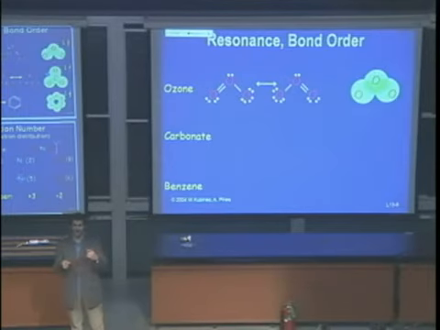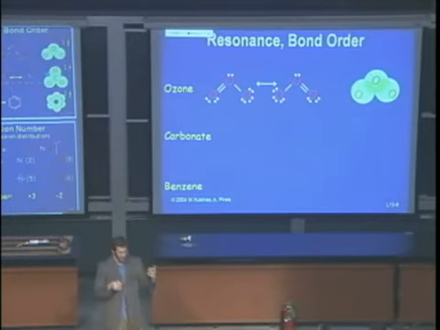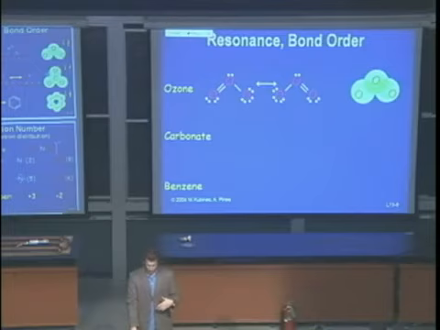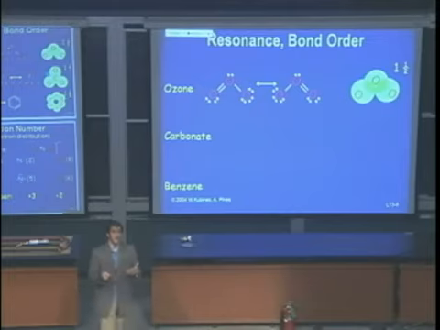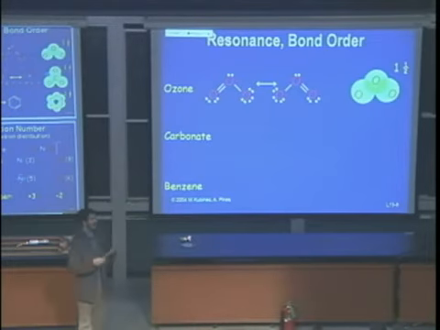So a single bond has a bond order of 1. A double bond has a bond order of 2. And a triple bond has a bond order of 3. The system works. So we can talk about the case for our resonance structures, and in ozone, we're going to have a bond order of 1.5. How do we get there?